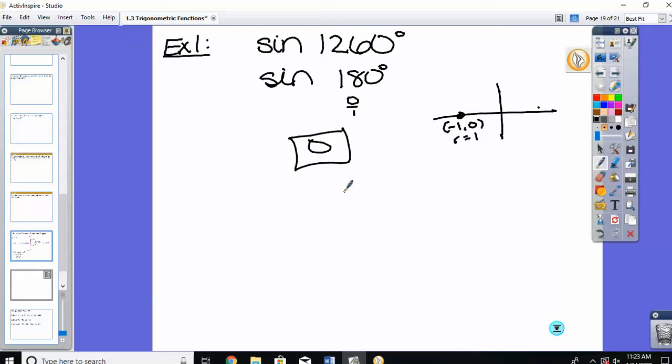Alright, I want you guys to do one. I want you to do secant of negative 450 degrees.